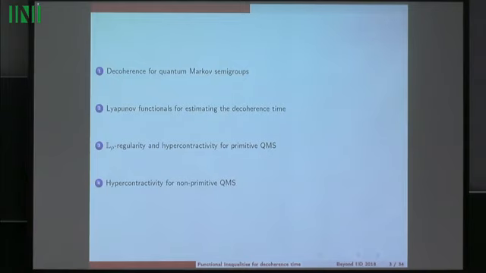In the second part, I will introduce the basic tools that we can use in order to estimate the decoherence time. And this will lead us to the notion of LP irregularity, which is important in the study of those functional tools, and also to the notion of hypercontractivity. And finally, in the last part, if I have time, I will present the result we have with Cambis-Rosé, which is on hypercontractivity for non-primitive quantum Markov semigroups. I will explain, of course, what it means.